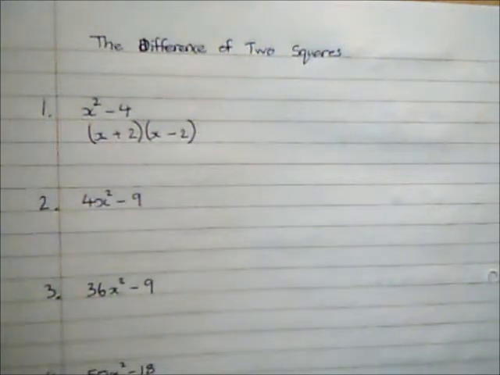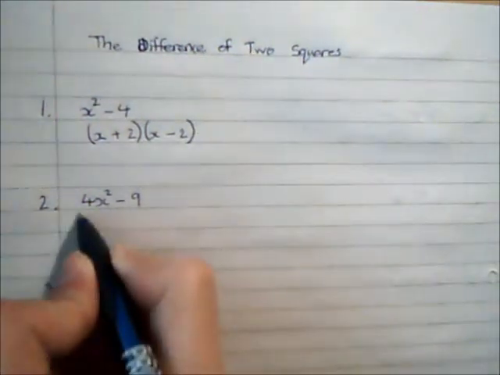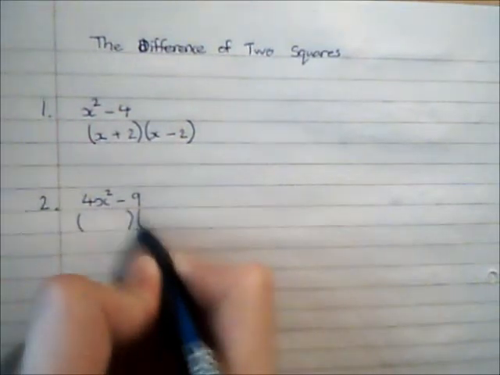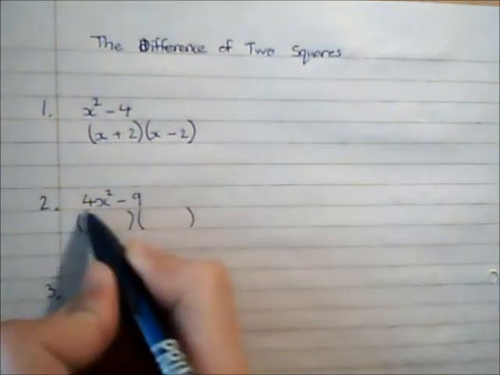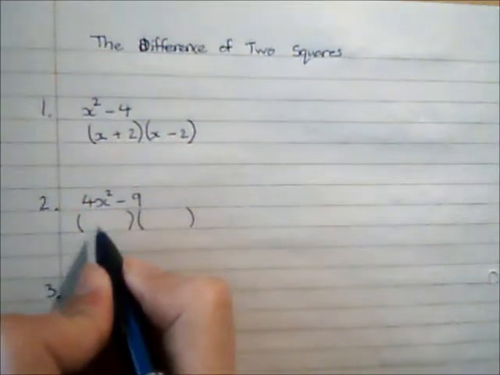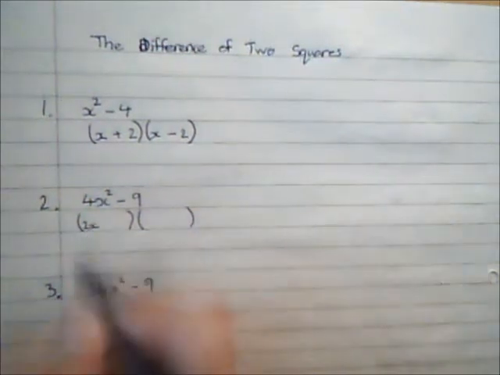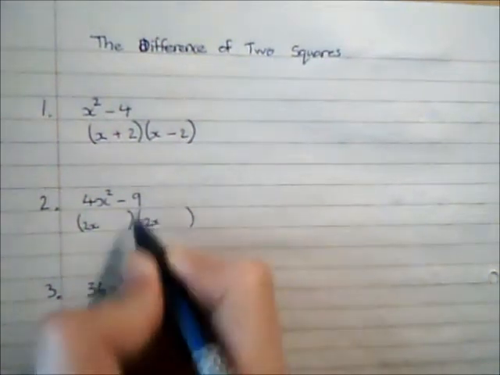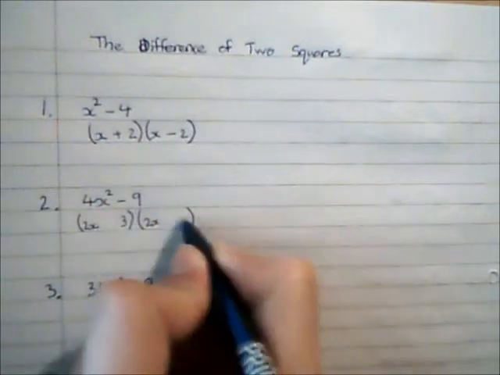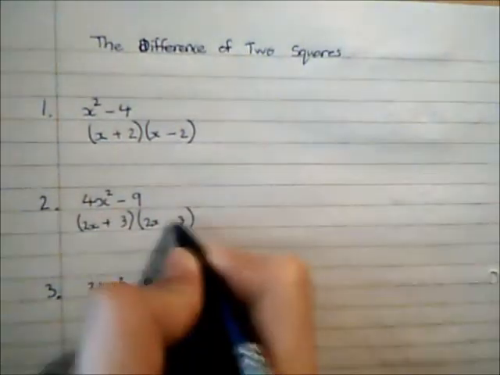So this is the second example. I'm going to go through exactly the same process. So I'm going to have a pair of brackets and another pair of brackets. And the square root of 4x squared is 2x, and the square root of 9 is 3. And one is positive and one is negative.